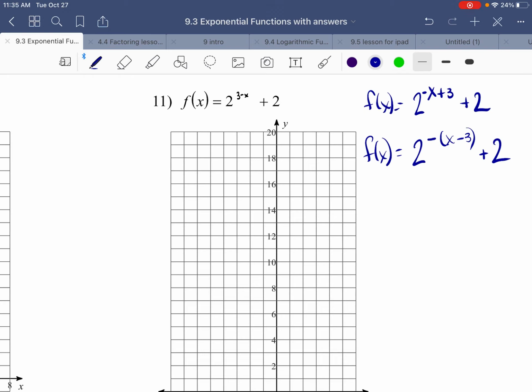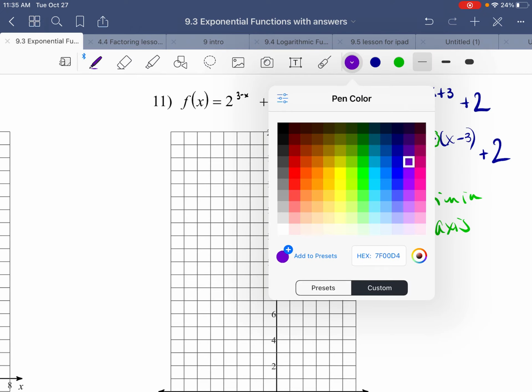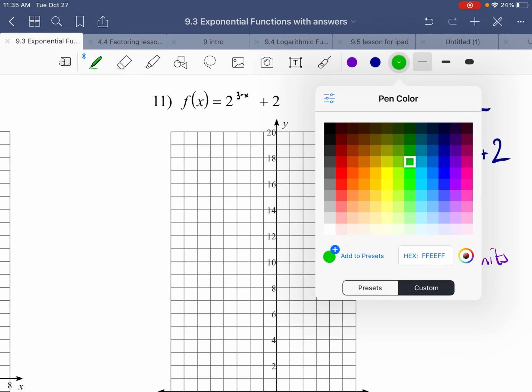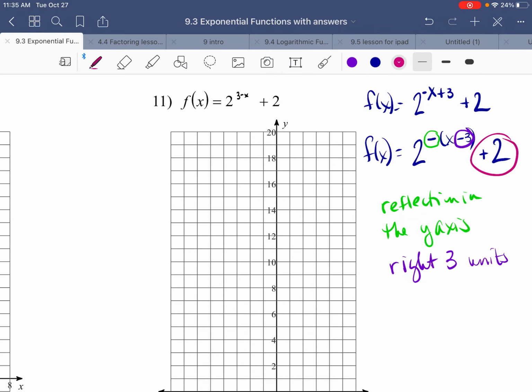So now that we've got it factored out, I know that I've got 3 transformations happening. This one does a reflection in the what axis? In the y-axis. This is going to take it right 3 units. And then this one is going to do up 2 units.